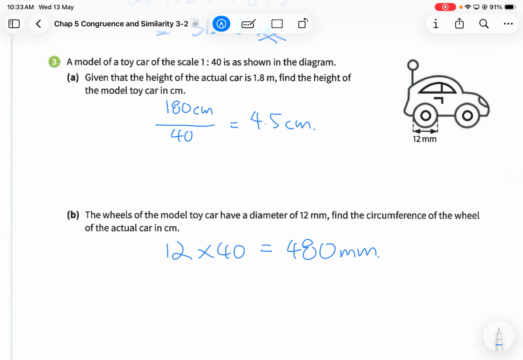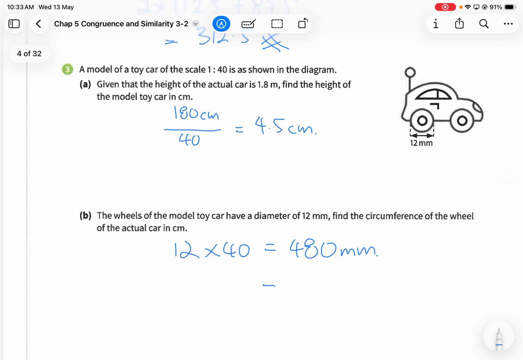But after that, they want me to find in centimeter. I must first convert this to centimeter first. Every 10 mm is 1 cm. If you look at your ruler, every 10 mm is 1 cm. So 480 mm is 48 cm. And this one is the diameter of the circle. But then they want me to find the circumference.